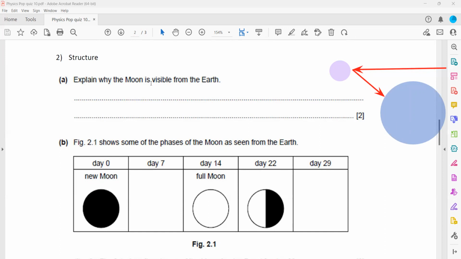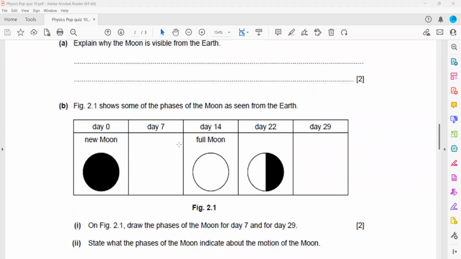So what is the reason why the moon is visible from the earth, and it's of 2 marks? So how do you score 2 marks? First, you will mention that the moon surface is reflecting the light, or the moon is reflecting the light. 1 mark is for mentioning moon or moon surface, and the second mark is for the light from the sun. So the moon is reflecting the light from the sun, or the surface of the moon is reflecting light from the sun. That's why the moon is visible.